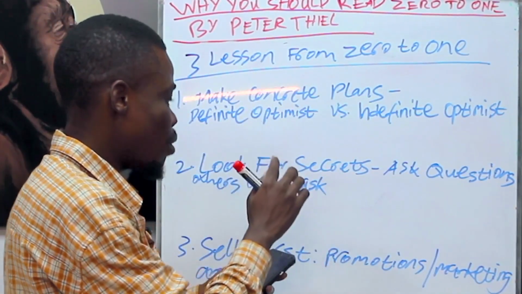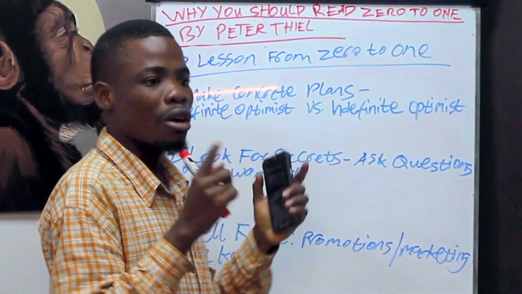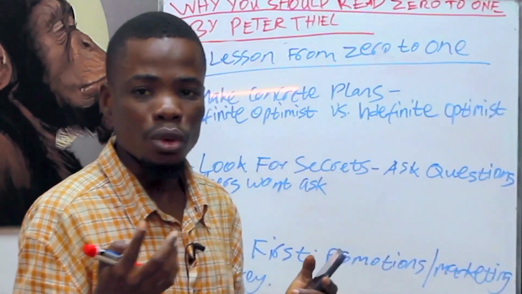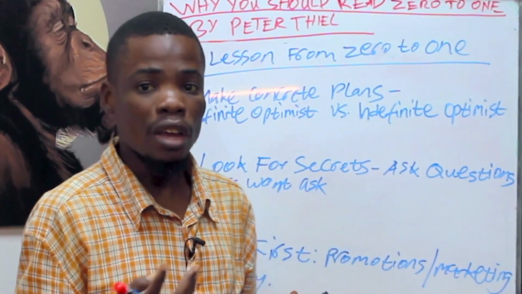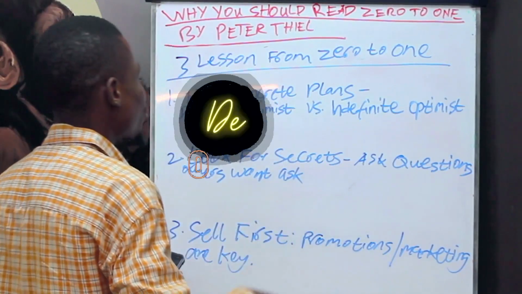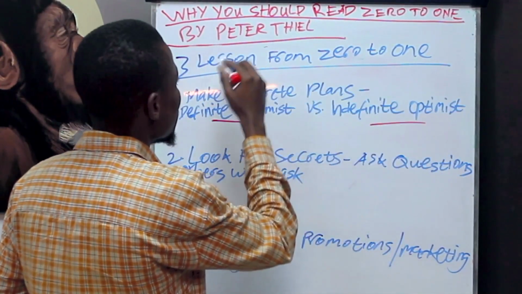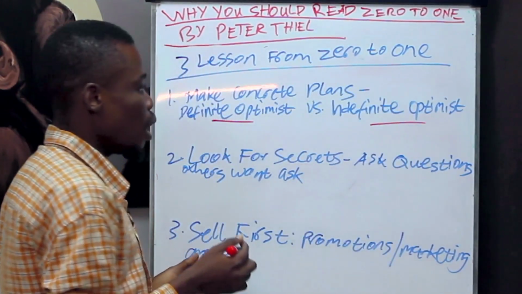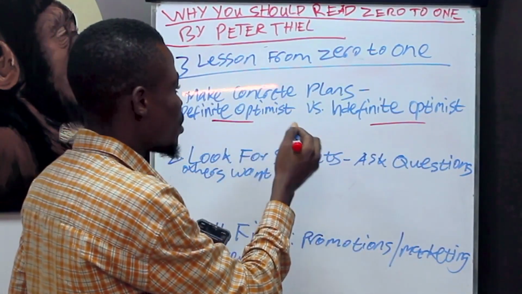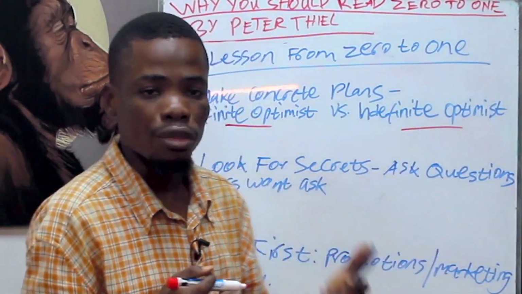Make concrete plans. Now, in his book, Peter Thiel made reference to or explained the concept, or should I say invented the concept. I don't know if it existed before him, but if we were to Google these 2 terms, definite optimist and indefinite optimist, Peter Thiel's name is going to come out. Now, make concrete plans and make actionable steps to achieve those plans.